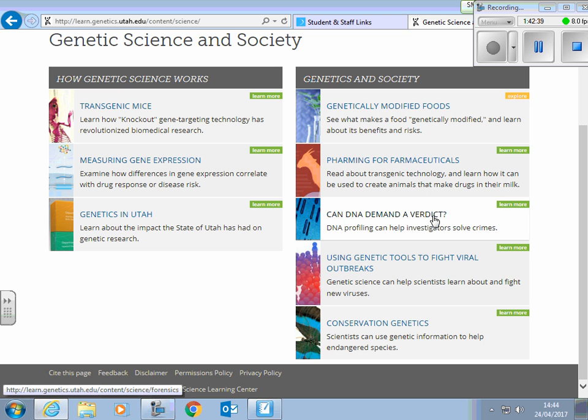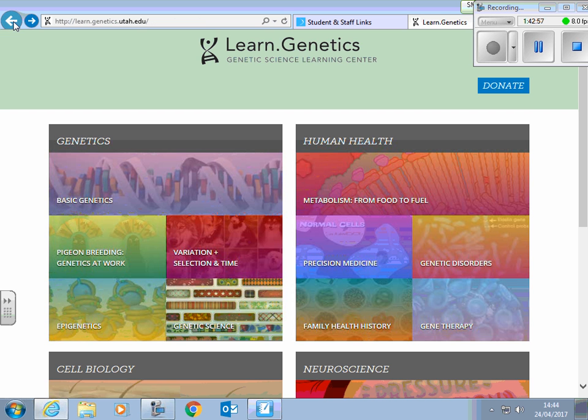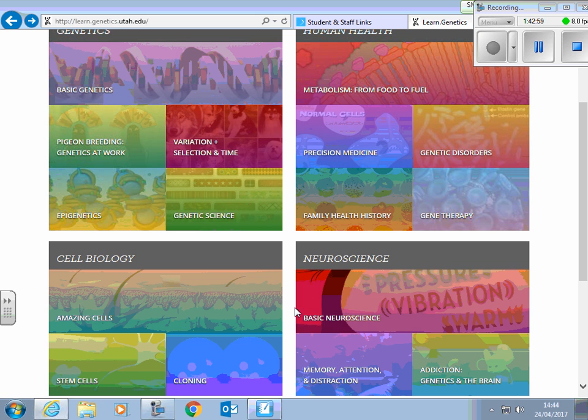DNA profiling, that's a good option for a presentation as well. Using genetic tools to fight viral outbreaks, conservation genetics. Well, I could just copy the contents out of this over onto there, to be honest. And that's just what I've got there, Genetic Science and Society there. So it's a bit of a random choice.